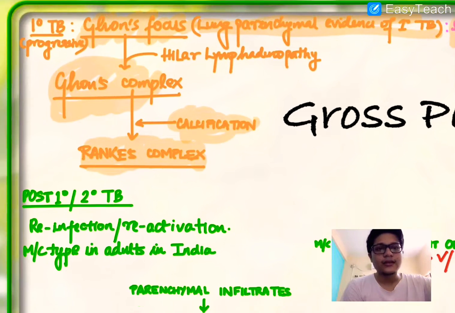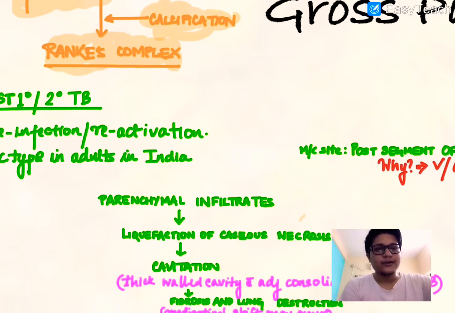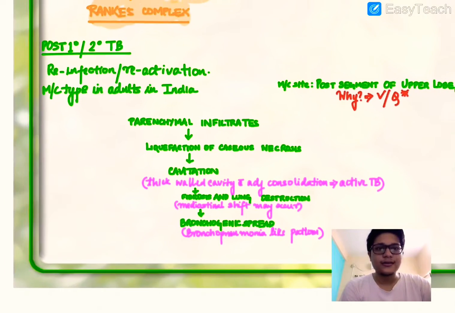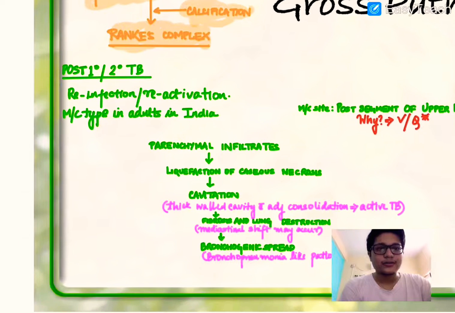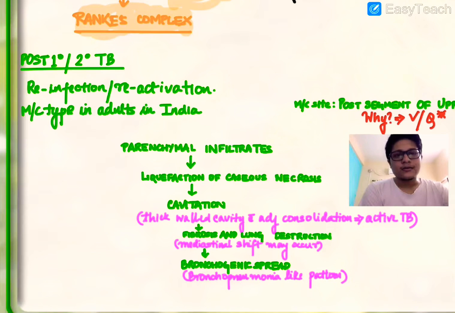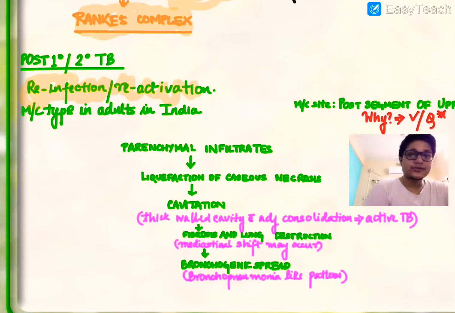Okay. Now, let's move on to the main thing, which is the focus of the RNTCP program, and that is the post-primary or the secondary tuberculosis. So what happens is that it is basically a reinfection or reactivation of the existing bacilli. So either a person who has been exposed will have a reinfection, or it will be a reactivation of the bacilli which had lain dormant in the body. Okay, it is the most common type of tuberculosis which we find in India.